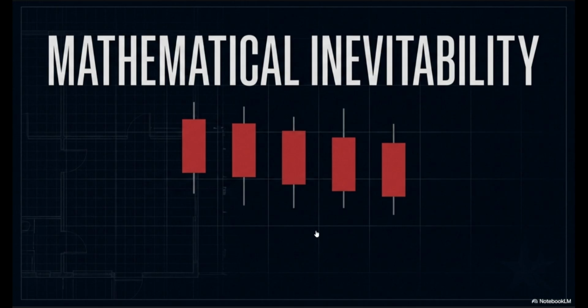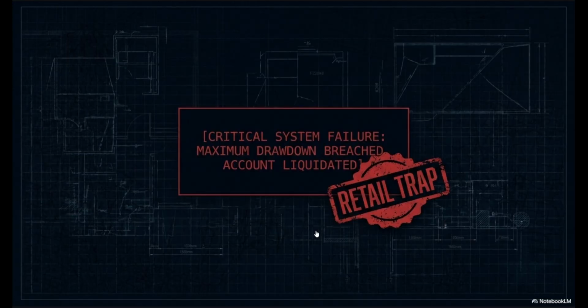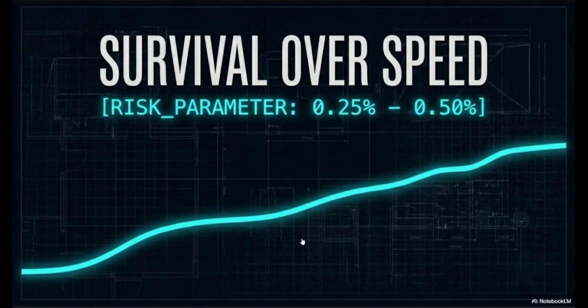Congratulations, you just breached the maximum drawdown limit. You just lost your funded account. You spent weeks passing the evaluation, only to be liquidated by the algorithm because you did not understand the math of losing streaks. When you operate large capital or prop firms, your risk must be conservative, 0.5% or even 0.25%. You prioritize survival over speed.